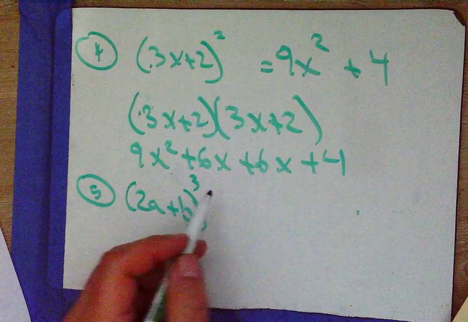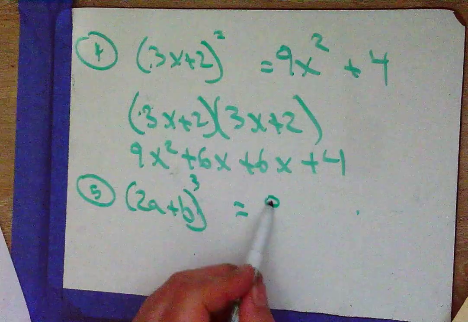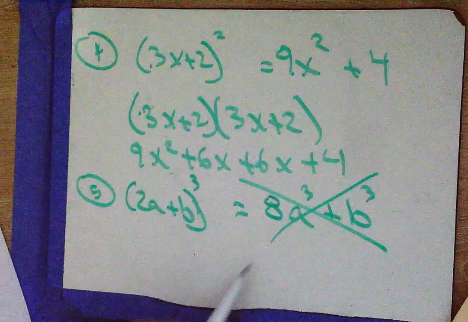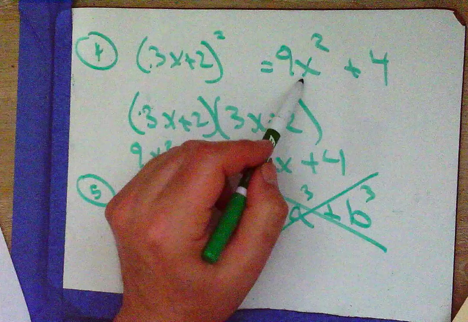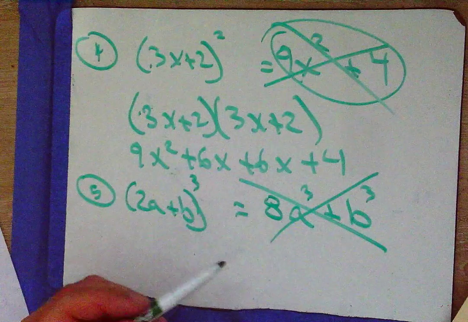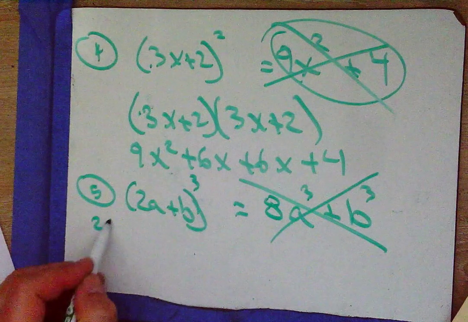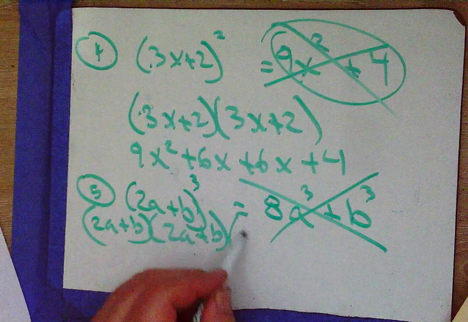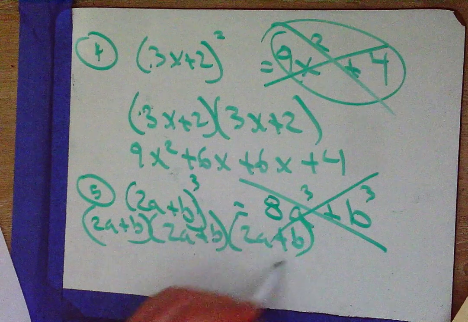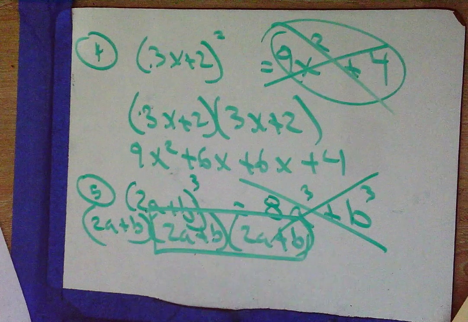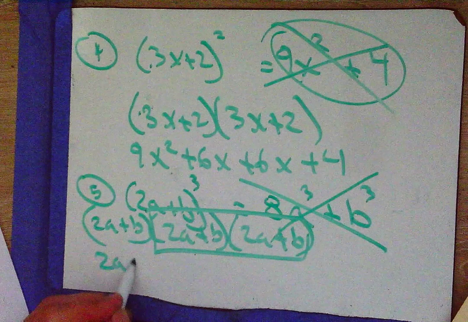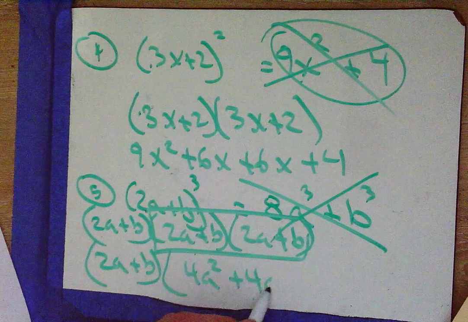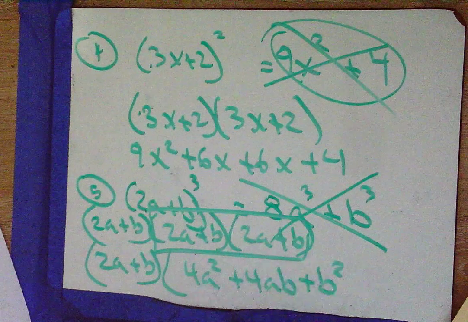All right, welcome back. I hope you didn't come up with 8a to the third plus b to the third, because that's wrong. That's the same thing as this person up here, which is wrong. You need to think about this as 2a plus b times 2a plus b times 2a plus b. And the way we handle this is we FOIL 2 of them together. So when I do that, I'm going to have 4a squared plus 4ab plus b squared.